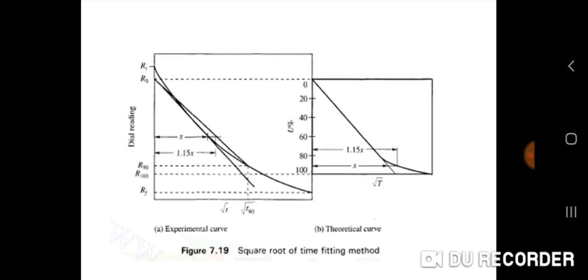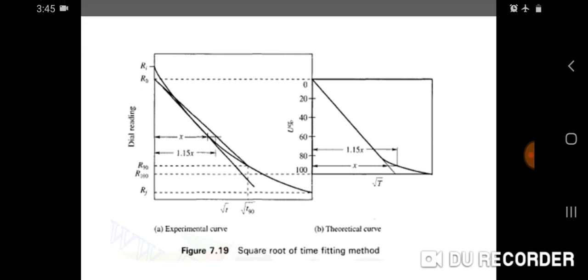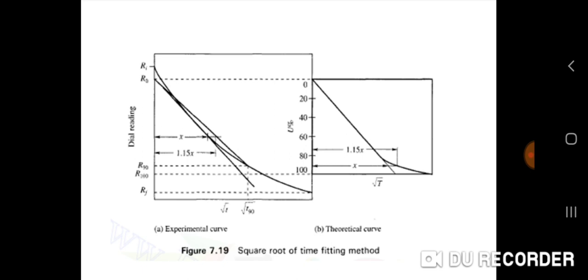We have the experimental curve and the theoretical curve. First let us check the experimental curve. Here the curve is between the square root of t in the x direction and, in the y direction, the dial gauge reading. When consolidation starts, the curve goes from top to bottom. As we know, the voids in the beginning will be more, and as time goes settlement takes place, the voids are removed, and consolidation takes place.